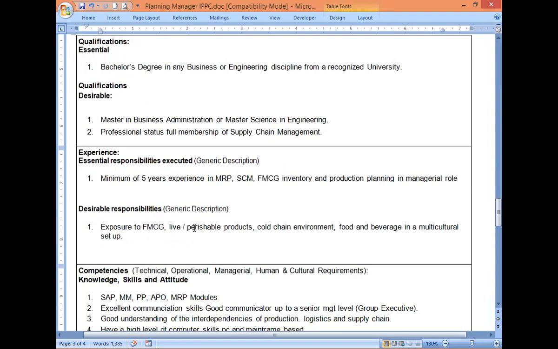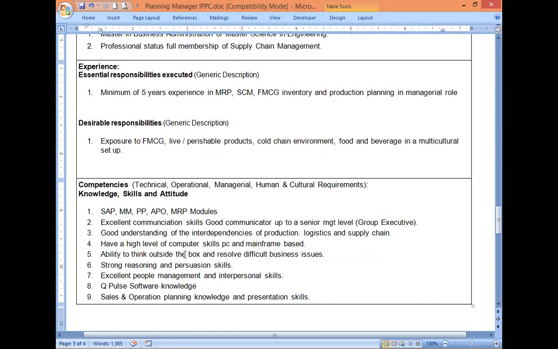Exposure to FMCG, live perishable products, cold chain environment, like you have cold storage, you have reefer van, refrigerated van, food and beverage in multicultural setup. And this is also equally important, the competencies: SAP, material management, production planning, advanced planning optimization, MRP, material requirements planning modules. Excellent communication skills, good communicator up to a senior management level or group executive. Good understanding of the interdependencies of production, logistics, and supply chain.